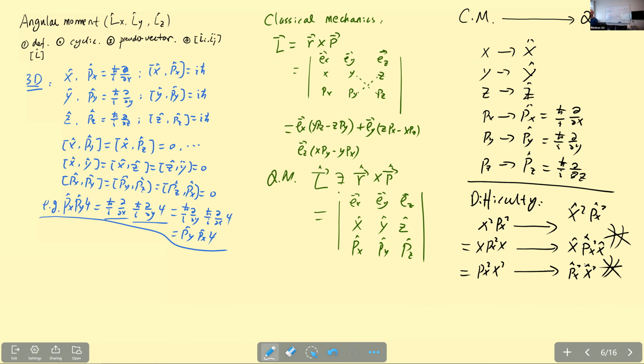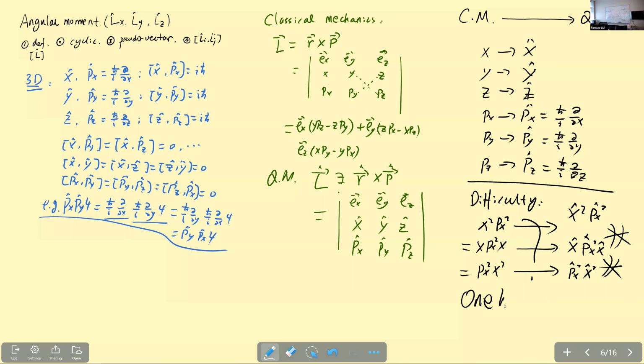So that means when you're trying to translate a quantity in classical mechanics directly into quantum mechanics, there could be a problem. Because once you have a combination of different operators, there is a question of the order. How would you put the operators in order? Which one should come first? Which one should come later? So which one should we choose? That's the question.